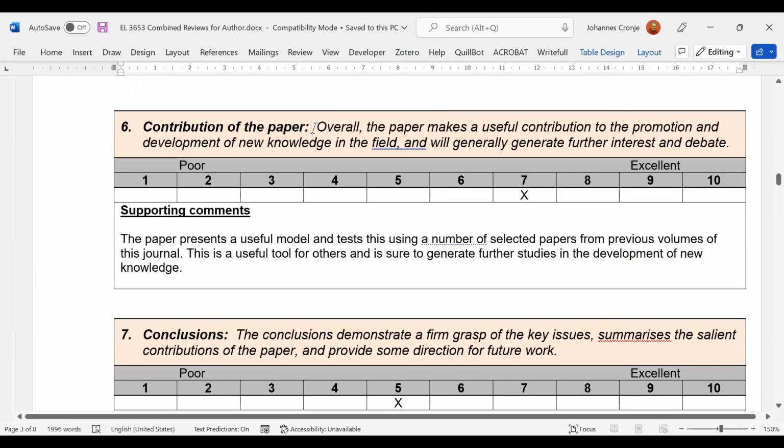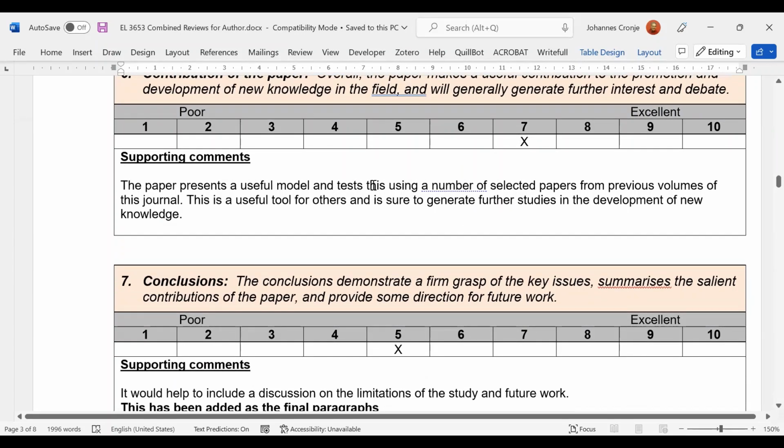Then they want to know about the contribution of the paper. And they say, does it make a useful contribution to promotion and development of new knowledge in the field? And will it generate further interest and debate? And I get 7. It says a useful model, and it tests it using a number of selected papers from previous volumes of this journal. This is a useful tool for others and sure to generate further studies in the development of new knowledge.